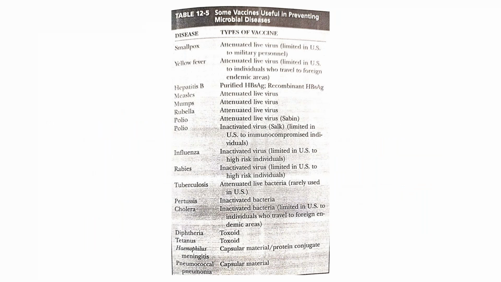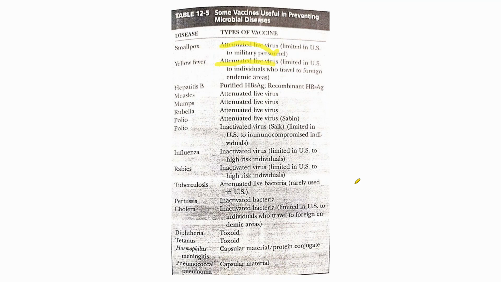Okay. So these are again a chart for your reference. Which disease has which type of vaccine. You can see there are some terms, and I can explain the terms for you. See here, attenuated live virus, which means the virus is live but inactivated. Attenuation means inactivation. How are we inactivating a live virus?